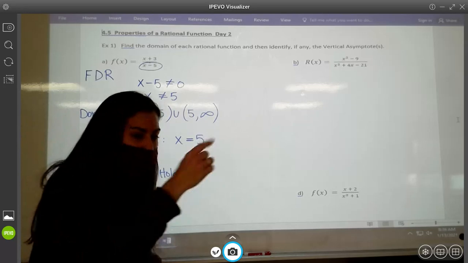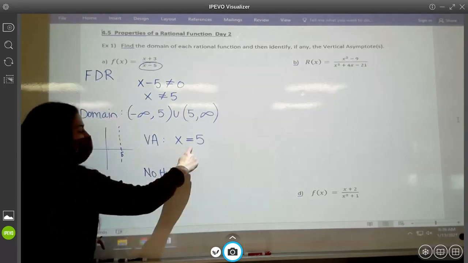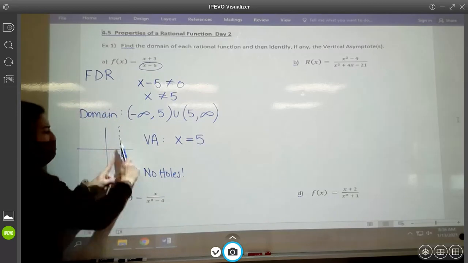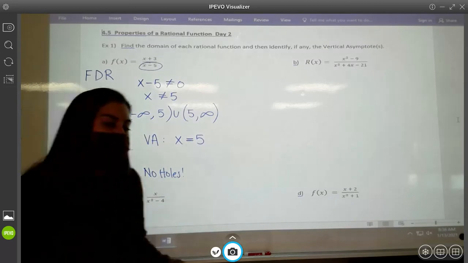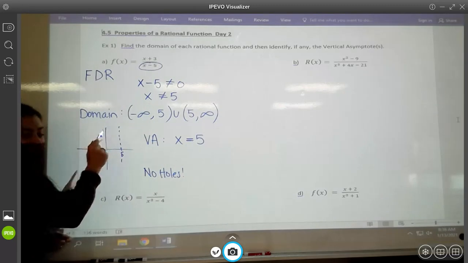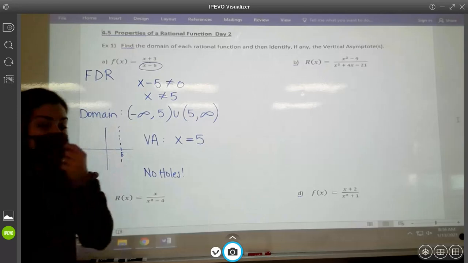He was bad one time. So that means the number 5, he had odd multiplicity. That means that the graphs will shoot off to opposite infinities on either side of that VA. It means one side of the graph is going to shoot off to positive infinity, and the other side of the graph is going to shoot off to negative infinity.